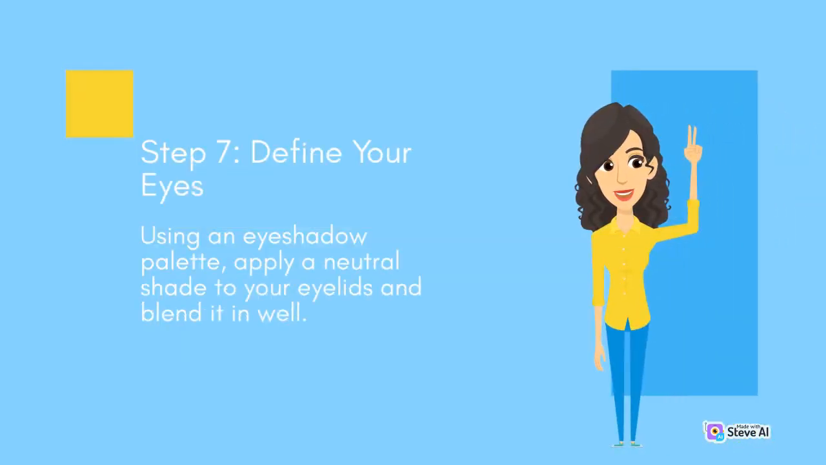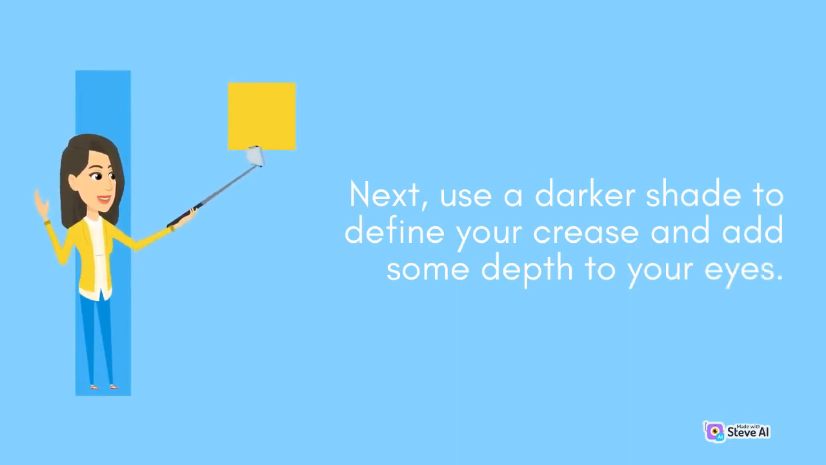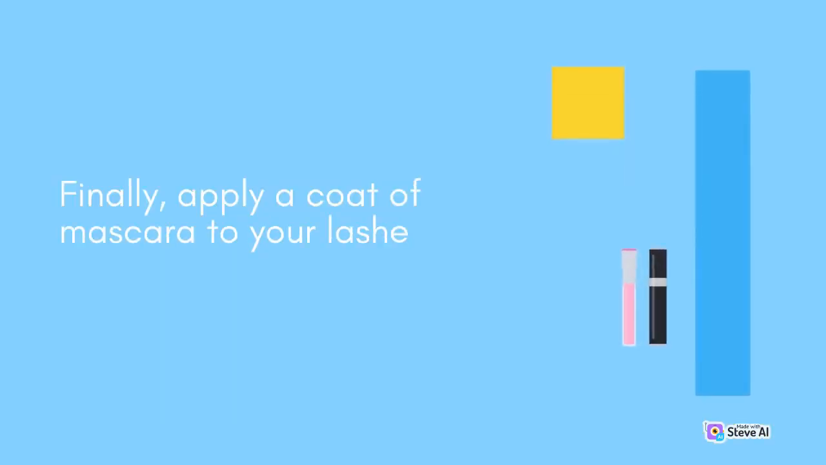Step 7. Define your eyes. Using an eyeshadow palette, apply a neutral shade to your eyelids and blend it in well. Next, use a darker shade to define your crease and add some depth to your eyes. Finally, apply a coat of mascara to your lashes to open up your eyes.